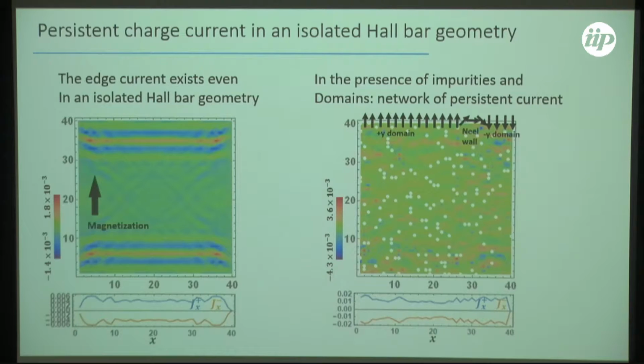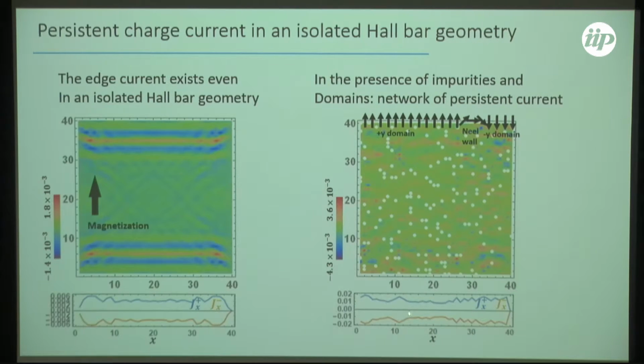For instance, here we have tried what if the magnetization is not uniform? We can put in some magnetic domains, and these are realistic issues, right? And moreover, we can also put in impurities, shown in these white dots. You see that the current pattern will be greatly deformed, but nevertheless, the currents are still there.